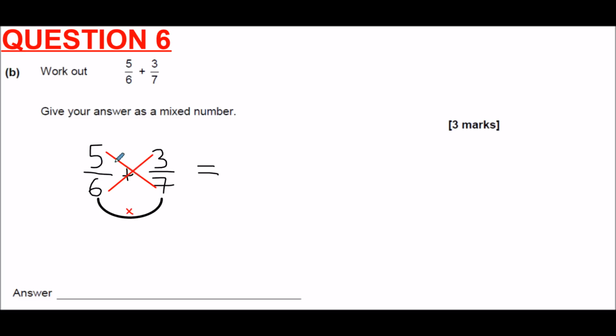So the new top number, instead of 5, will be 5 times 7, which is 35. And the new bottom number, 6 times 7, is 42. And this new top number, instead of being 3, will be 3 times 6, which is 18. And the new bottom number, 7 times 6, again, is going to be 42.